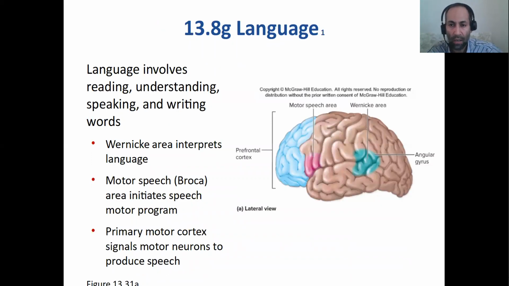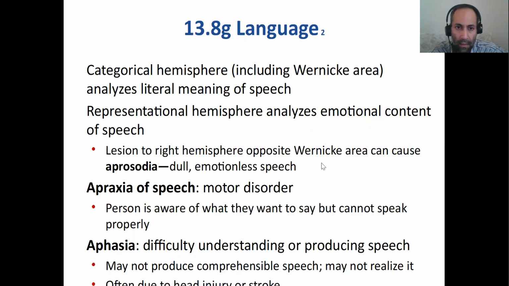Language is again located in those two areas primarily, the Wernicke's area here in the temporal cortex, and also the Broca's area, which is in the frontal cortex. So there could be problems with your speech if those brain areas are affected, right? Like dull emotional speech, emotionless speech, something called aprosodia. If there's a lesion to the right hemisphere, opposite the Wernicke area, apraxia, they cannot speak properly.